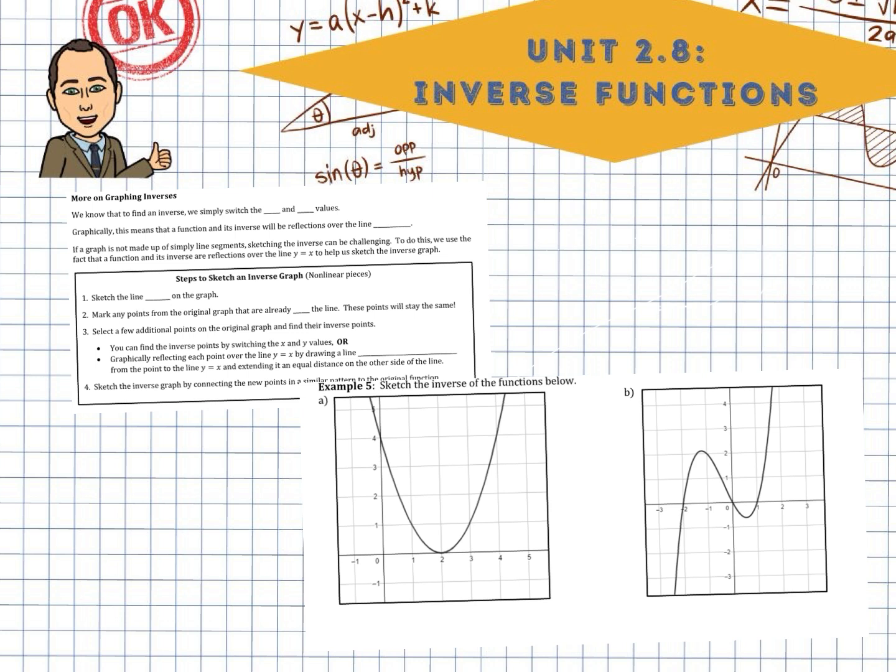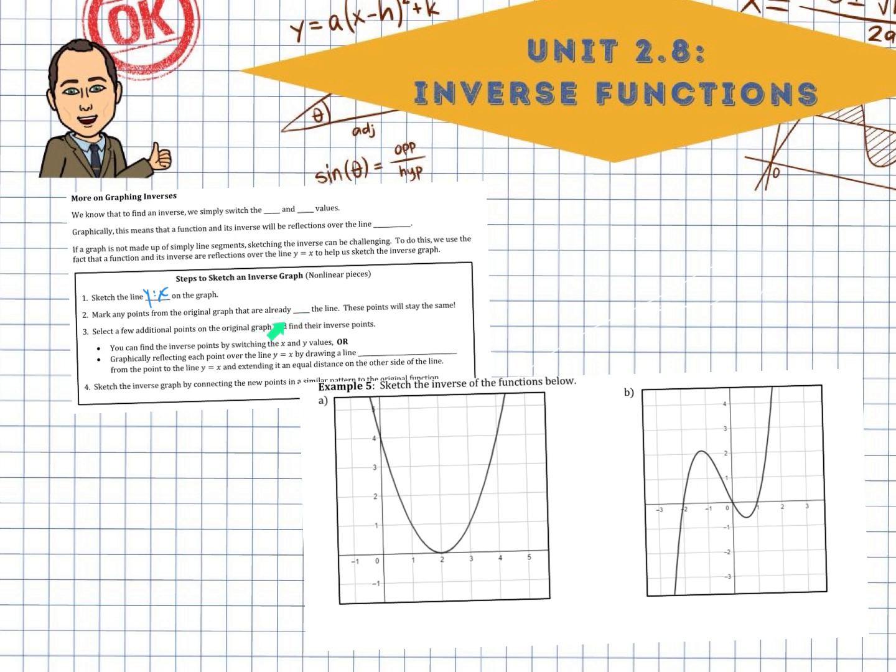Not necessarily just point plotting, but kind of just point plotting. The main idea here is that you're always going to have the reflection across the line y equals x. So you always want to know at least what that line y equals x looks like. Any point on the original function that crosses the line y equals x is going to coincide. They're going to be the exact same.